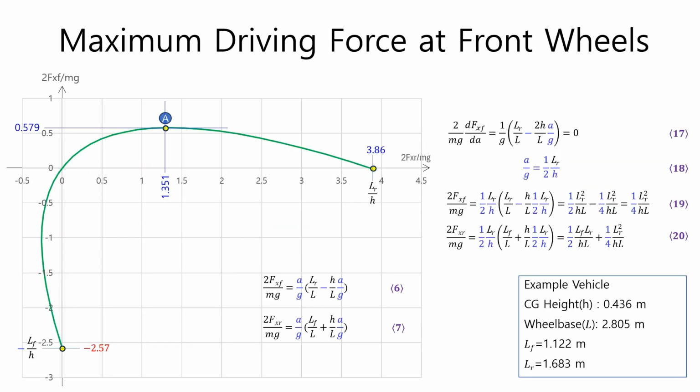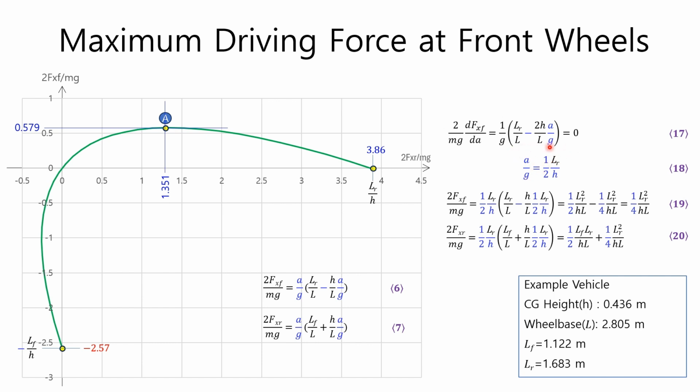Let's find the maximum driving force of the front wheels in a four-wheel drive vehicle. In acceleration, the load at the front wheels is transferred to the rear wheels, so when acceleration occurs, the vertical load of the front wheels pressing down on the ground decreases. Accordingly, when the vehicle acceleration exceeds a certain acceleration level, the front wheel driving force decreases. As previously discussed, the front wheel driving force can be expressed by equation 6. At the moment when the front wheel driving force is maximum, the derivative of equation 6 with respect to acceleration becomes 0. Therefore, equation 17 can be obtained.